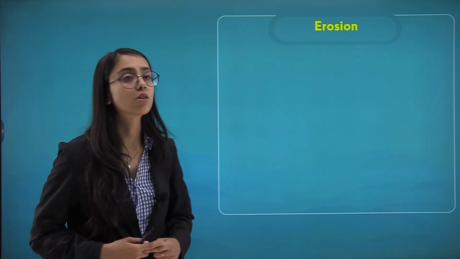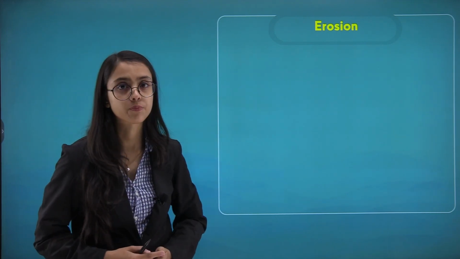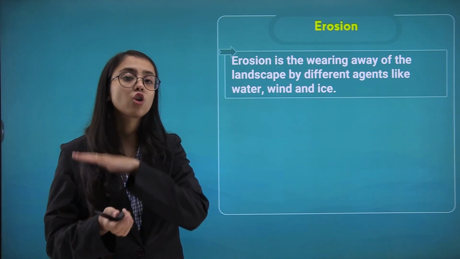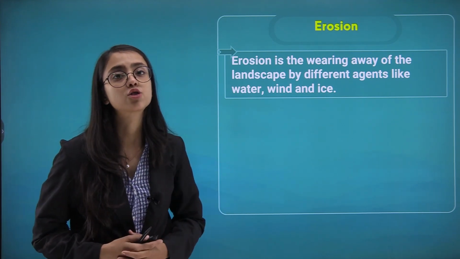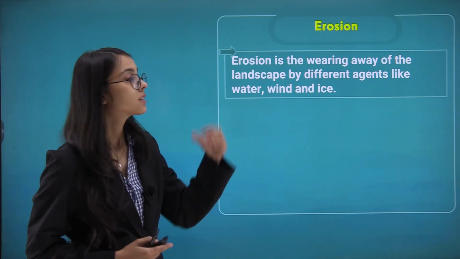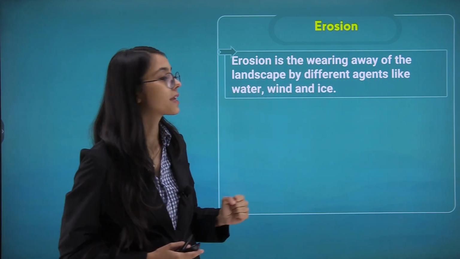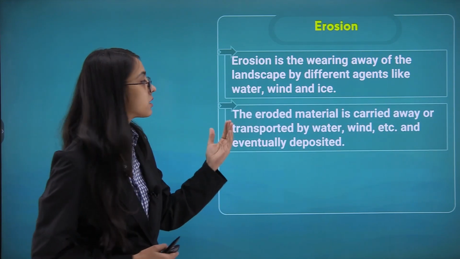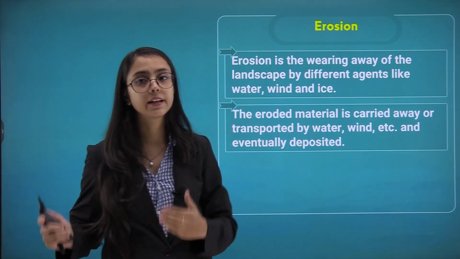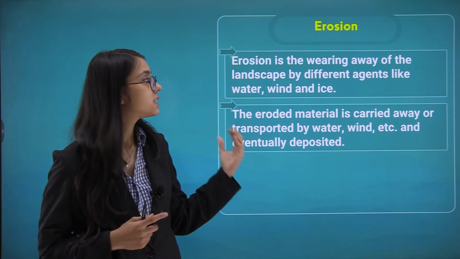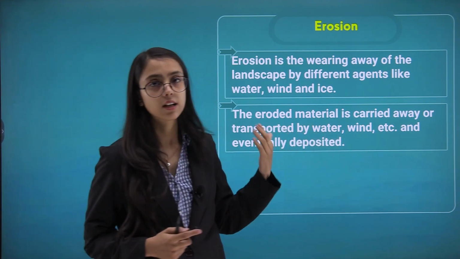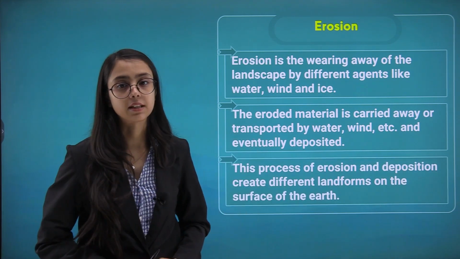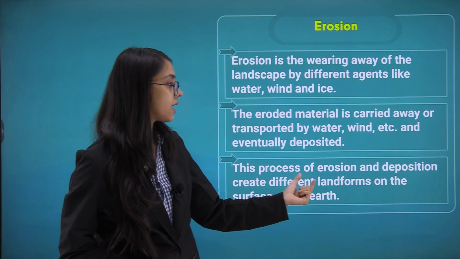Now, another process is the process of erosion. Erosion is the wearing away of the topmost layer of soil which is present on the lithosphere. This is the wearing away of landscape by different agents such as water, wind and ice. The eroded material is then carried away and transported by these factors such as wind, water and ice, and eventually gets deposited at one place. This process is known as erosion.